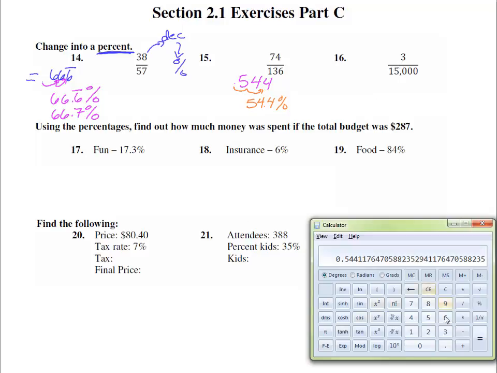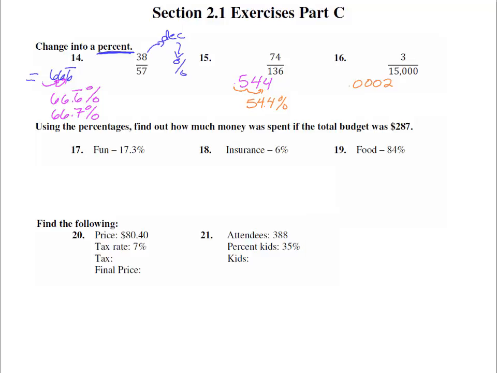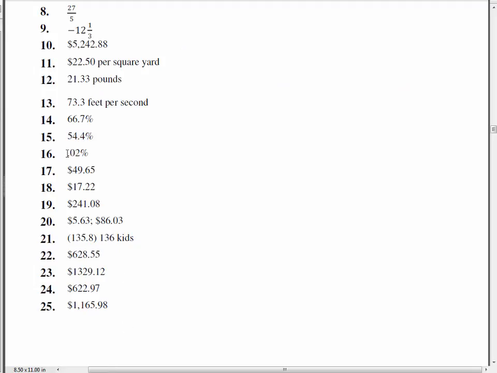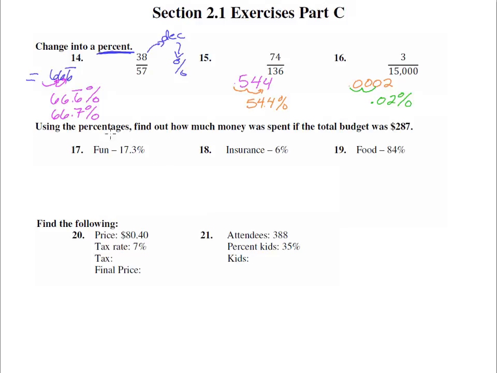Number 16, 3 divided by 15,000. Punch that in the calculator. 3 divided by 15,000 equals 0.0002. Then we've got to move the decimal two places, so we get 0.02%. Let's double check our answer. And there it is, 0.02%. Good.